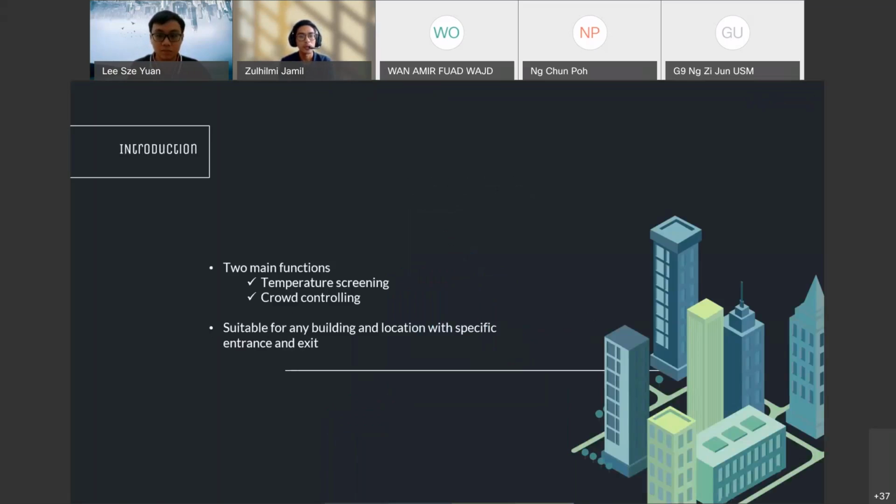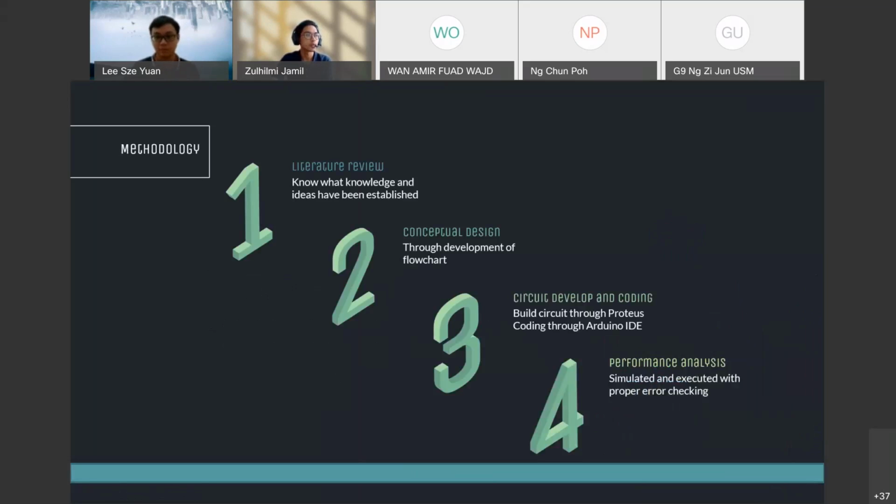As an introduction to our mini project, we have two main functions, which are temperature screening and crowd controlling. Generally, the temperature screening system depends on the crowd controlling system. It will only operate under a specific condition determined by the crowd controlling system. This mini project is suitable for any building or location with a specific entrance and exit. Next, I would like to pass the presentation to my group member Lee Zuyuan.